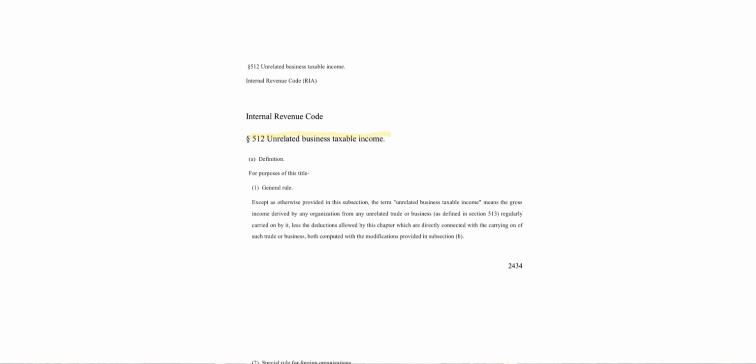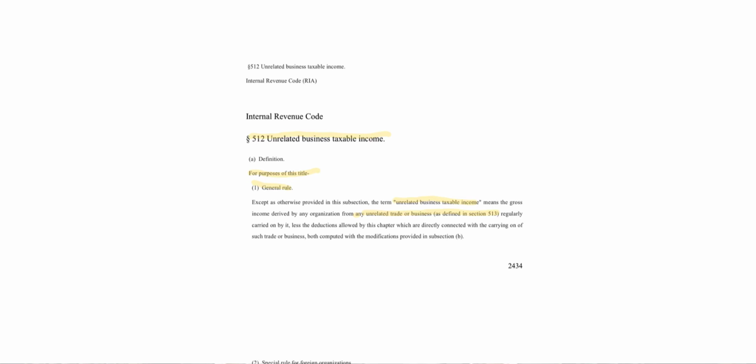512 then defines it. Definition, for purposes of this title, general rule. Except as otherwise provided in this subsection, the term unrelated business taxable income means the gross income derived by any organization from any unrelated trade or business, as defined in section 513, so we've got to go there, regularly carried on by it, less the deductions allowed by this chapter, which are directly connected with the carrying on of such trade or business, both computed with the modifications provided in subsection B.